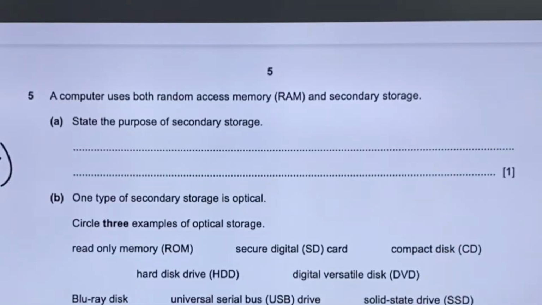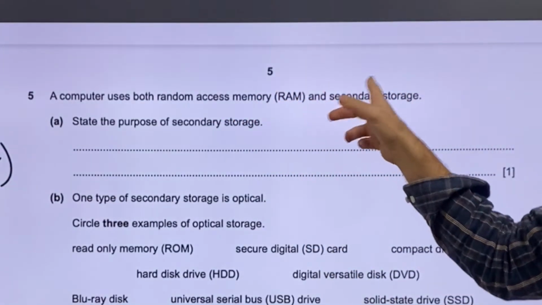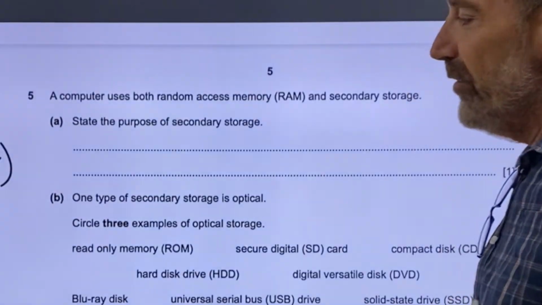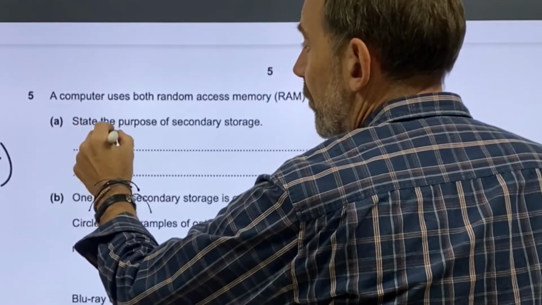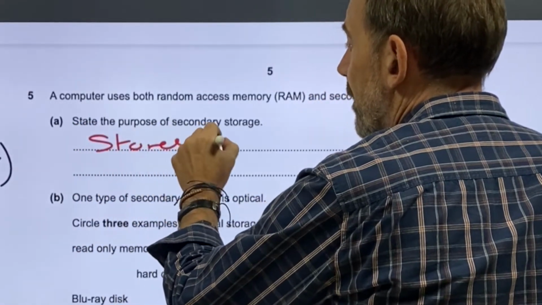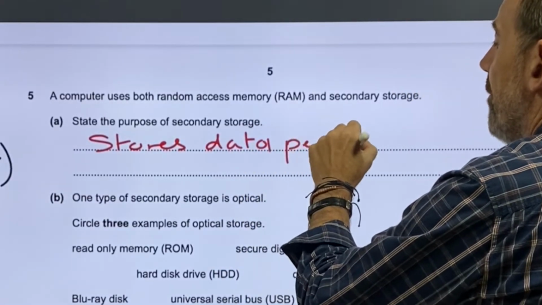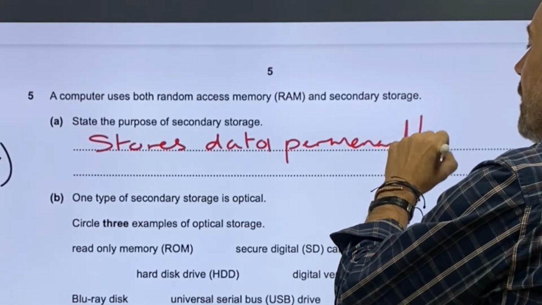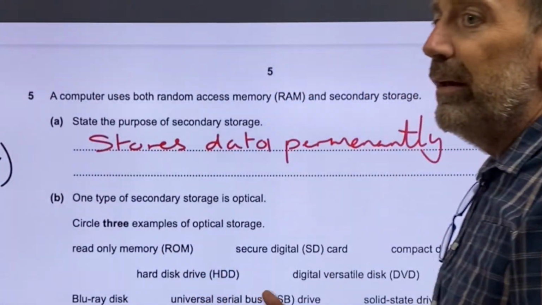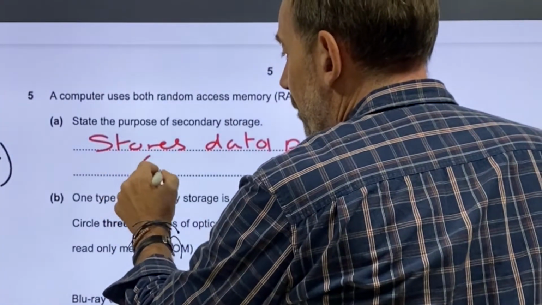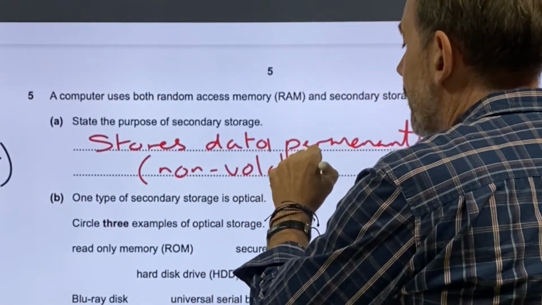Question 5. A computer uses both RAM, random access memory, and secondary storage. State the purpose of secondary storage. Secondary storage is something like the SSD, and basically it stores data permanently. If you close your computer down and then open it again, the data will still be there. It's what's known as non-volatile.